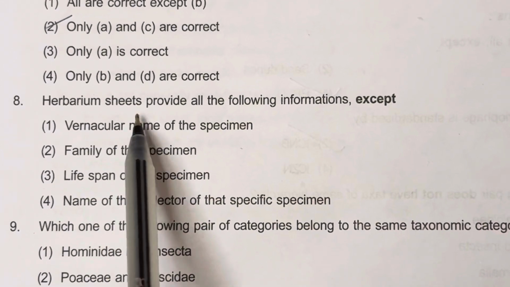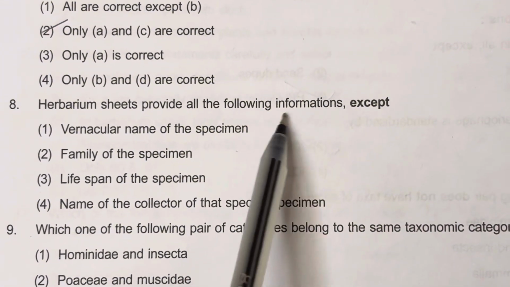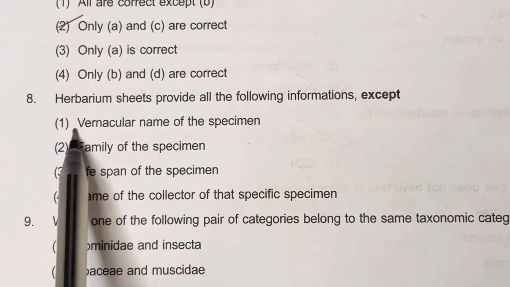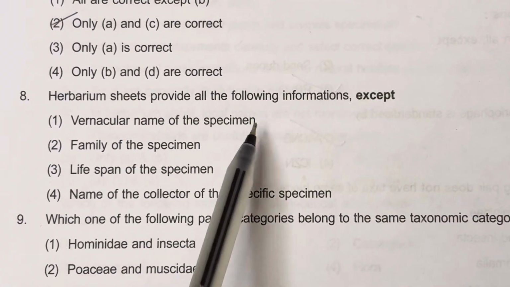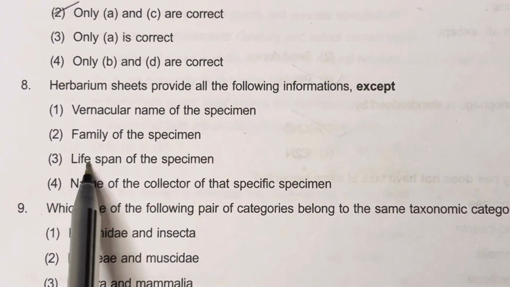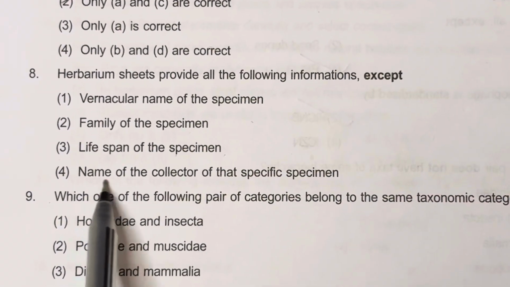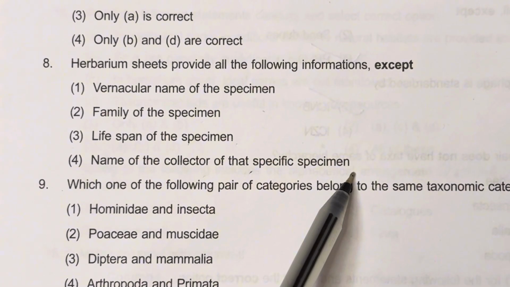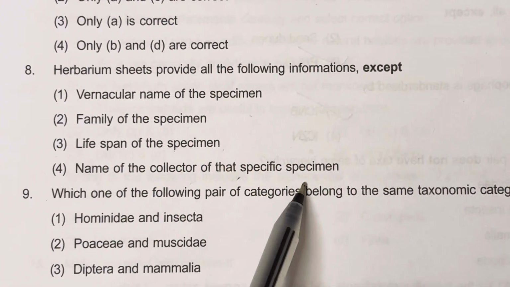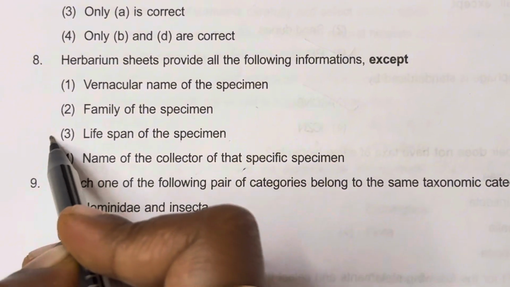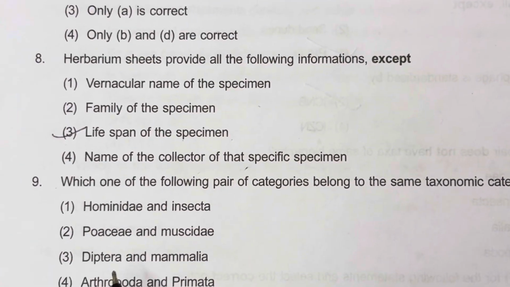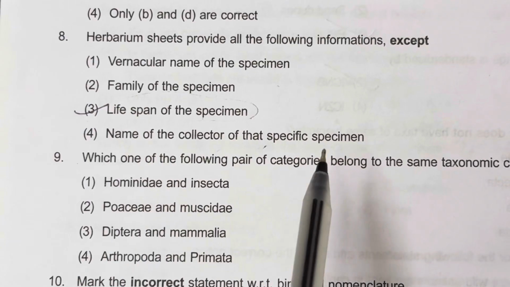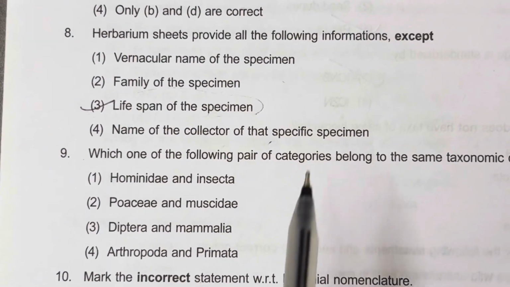Eighth question. Herbarium sheets provide all the following information except: vernacular name of the specimen, family of the specimen, lifespan of the specimen, name of the collector of that specific specimen. Here, the exception is lifespan of the specimen. The herbarium does not provide any information regarding the lifespan of the specimen.